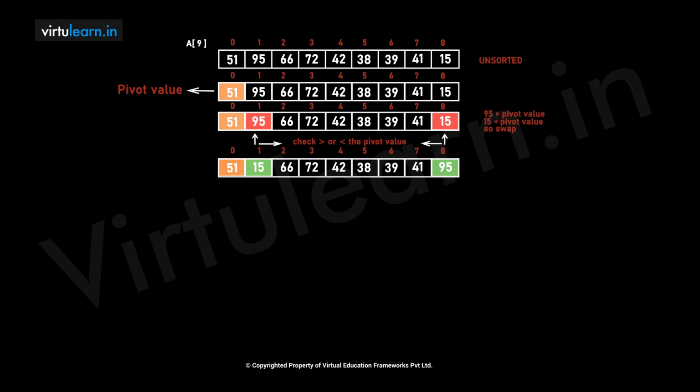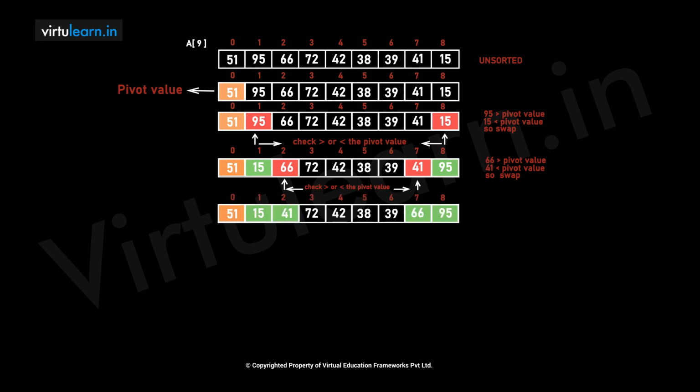Now compare the elements 66 and 41. 66 is greater than the pivot value, the condition is true, and 41 is less than the pivot value, the condition is true. So swap the elements. Now the elements after swapping are 51, 15, 41, 72, 42, 38, 39, 66 and 95.